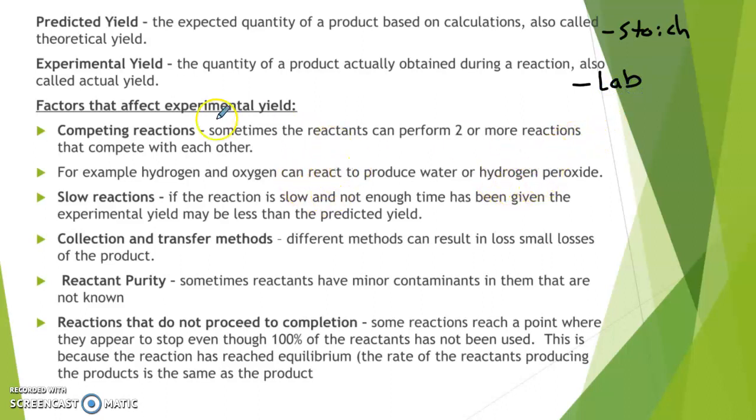So factors that affect experimental yield. Why do we do this? Why don't we always just get 100% reaction? Because, well, life isn't perfect. So some factors that affect yield.